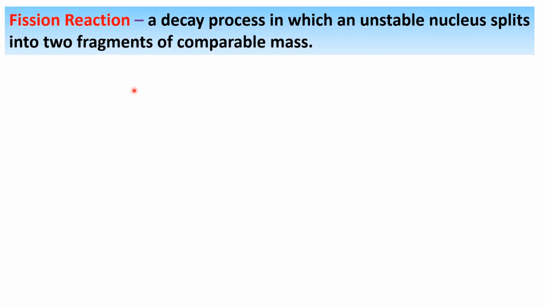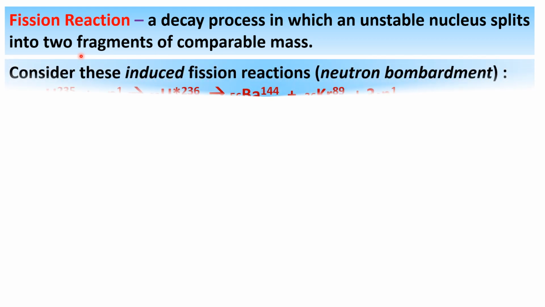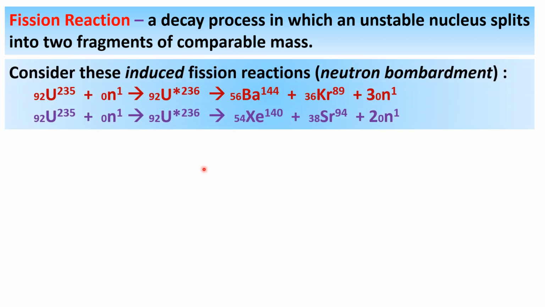Before I proceed to the next question, let us first talk about a decay process in which an unstable nucleus splits into two fragments of comparable mass. And this is usually known as the fission reaction. Okay, let's look at two typical examples of what we call an induced fission reaction. When you say induced fission reaction, this is a kind of fission where the neutron is used to bombard the unstable nucleus for fission reaction to occur.